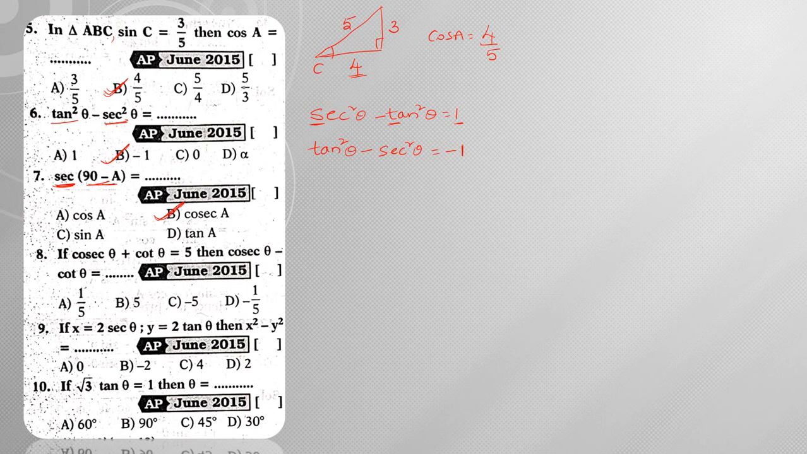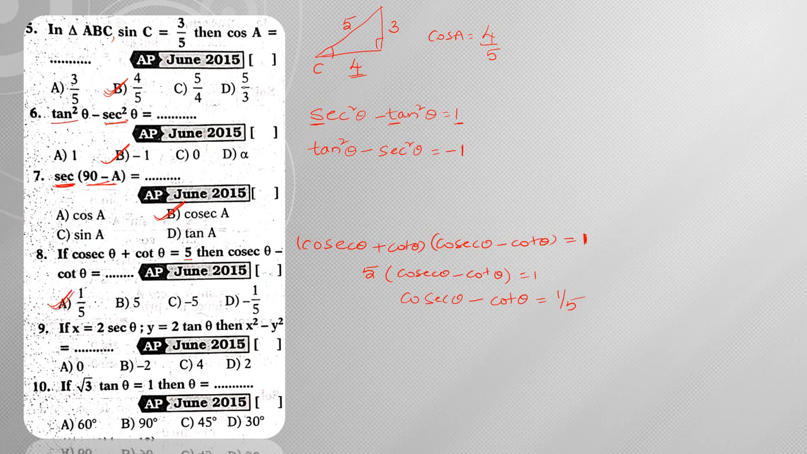Next, cosecant theta plus cot theta is equal to 5, then cosecant theta minus cot theta. So already we have discussed that cosecant theta plus cot theta into cosecant theta minus cot theta, the product of these two values, is nothing but 1. Now cosecant theta plus cot theta is 5, so when you substitute that, 5 into cosecant theta minus cot theta is equal to 1. So based on this, cosecant theta minus cot theta is equal to 1 by 5. So simply the answer is 1 by 5.